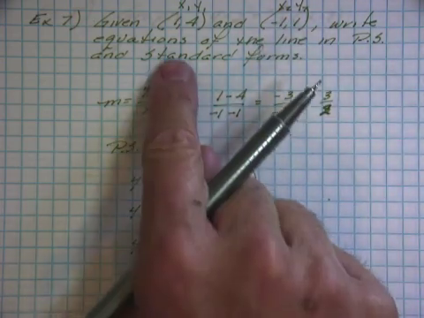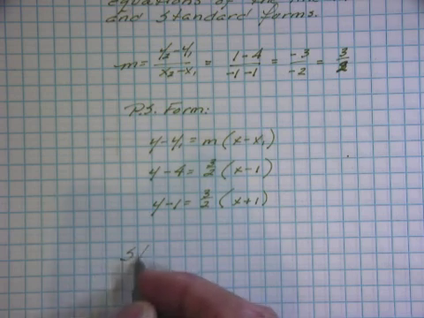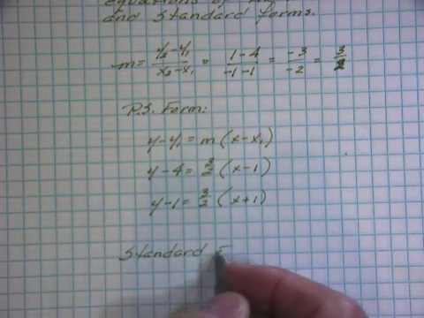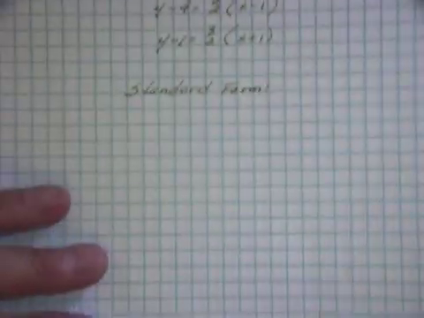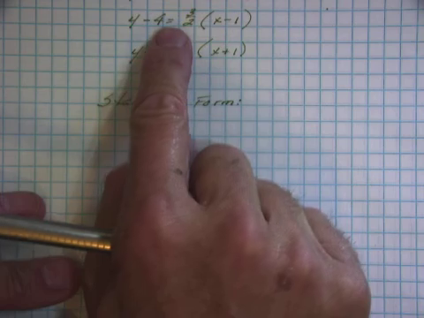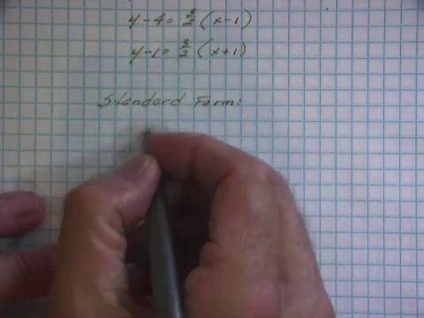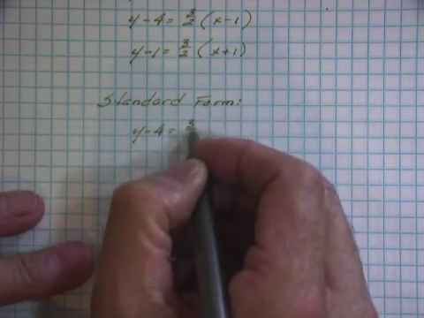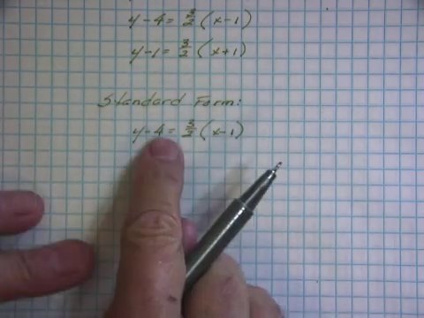And just in case you did do this one, let's write that down as well. We could have written y minus 1 equals 3 halves times x plus 1. That's if I had used that point. Now we want to put this into standard form. So let's go standard form and see what we do now.